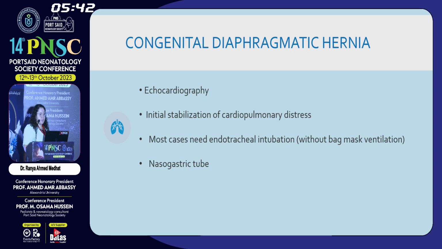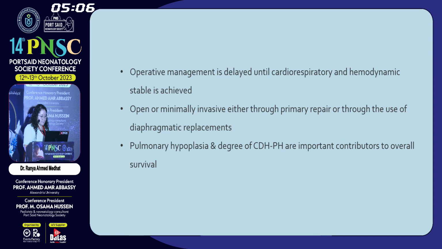In congenital diaphragmatic hernia, what am I going to do? Also an echo. Here it is important to look for congenital diaphragmatic hernia associated pulmonary hypertension. It is important also to understand that congenital diaphragmatic hernia is a physiological emergency and not a surgical emergency, so it is important to initially stabilize any cardiopulmonary distress. Also, most cases will need endotracheal or respiratory support. It is also better to intubate rather than use mask ventilation, because bag mask ventilation is going to distend the stomach and the intestine and cause further respiratory distress.